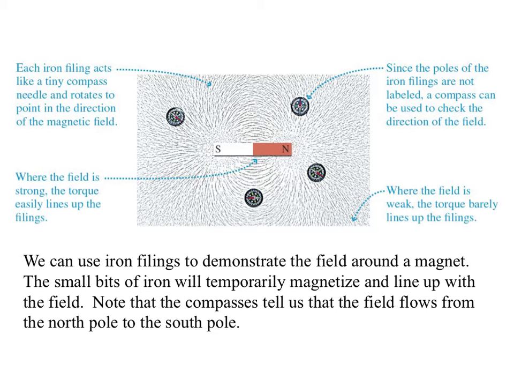Iron filing is literally just a piece of iron that's been filed down a bit, and we take all the small bits that have come off, and they will temporarily magnetize and then line up with the field. So they'll become tiny little magnets, and then they will, just like a compass, align with the field.